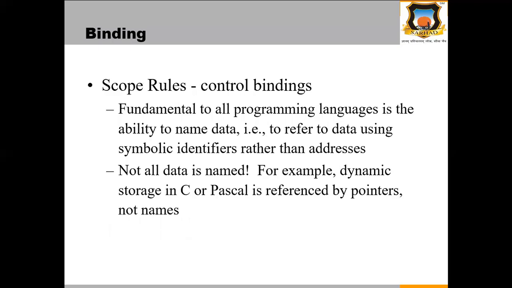Now the next point is scope rules and how to control the bindings. Fundamental to all programming languages is the ability to name data. Before referring to data, we give it a particular name, some identifier. Instead of an address, we access the variable with the help of the name. In some cases, not all data has a name, for example, dynamic storage. When we use dynamic storage in C, it does not have a particular name. Or in Pascal, it is referenced by pointers and does not use names.